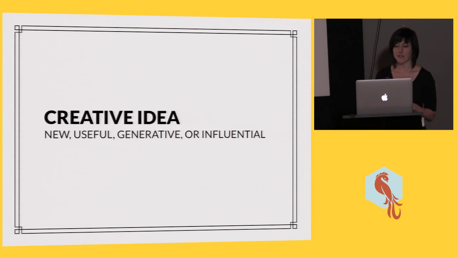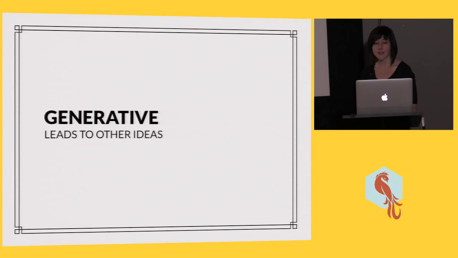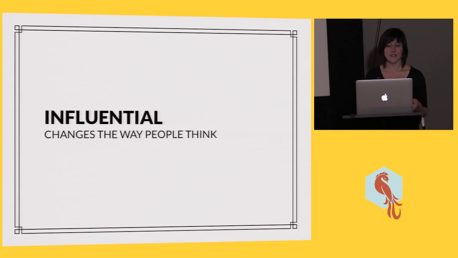A creative idea is a new idea that is also useful, generative, or influential. Useful meaning it's a new idea that solves some sort of problem. Generative meaning it's a new idea that leads to other ideas. So if you think about our loop before, maybe you make AB and you throw it back in your set of knowledge and it gets very messy and complicated. Or it's influential, meaning it's a new idea that changes the way people think.